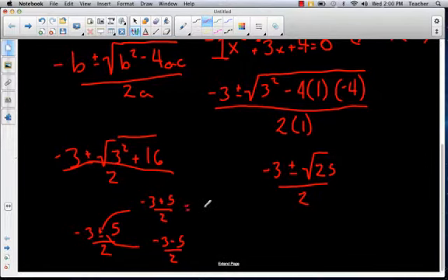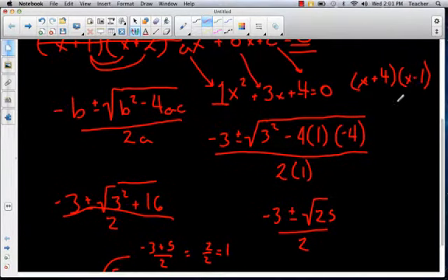So here, this one will get 2 over 2, which equals 1, and here we get negative 8 over 2, which equals 4. So see, we have 1 and 4. So here, we're ending with the exact same answers that we had before.